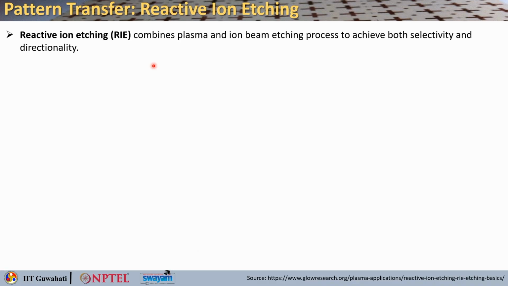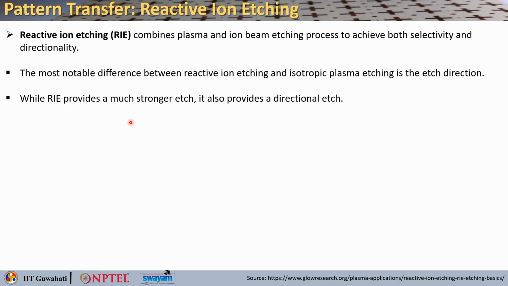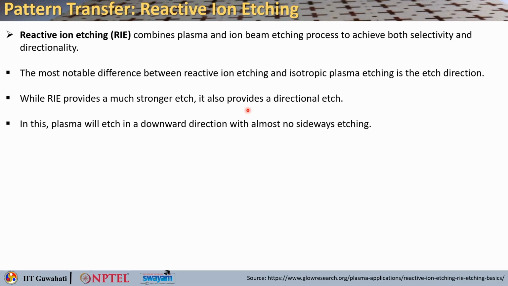Next, we will discuss reactive ion etching. Reactive ion etching combines plasma and ion beam etching processes, which allows you to achieve both selectivity and directionality. The notable difference between reactive ion etching and isotropic plasma etching is the etch direction. In reactive ion etching, it is a much stronger etch and it provides directional etching. In this case, the plasma will etch in the downward direction with almost no sideways etching.